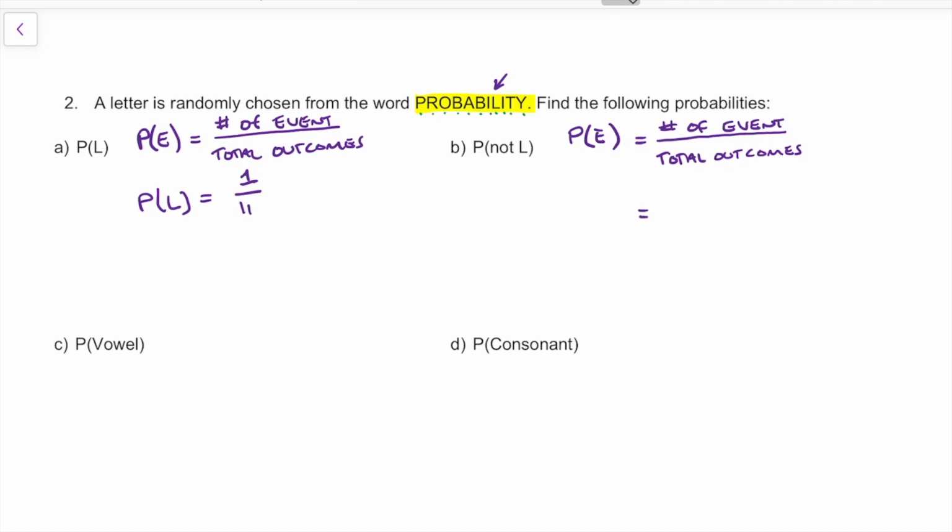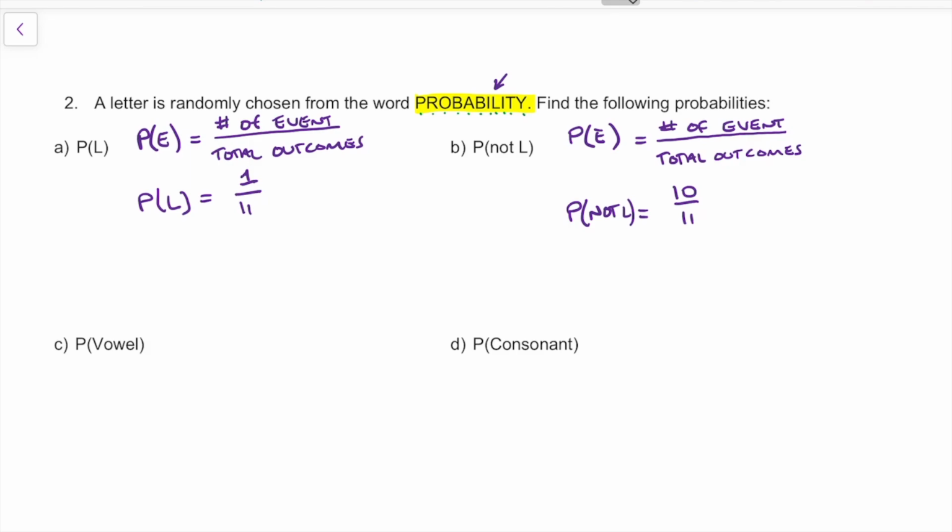So now we fill in what we know or what we need. So now we want not an L. How many times does not an L happen? Well, that's the other 10. So now we have 10 over 11. Okay, it's just going to give you good practice because you're not going to be doing that many of them in an assessment. So just practicing that gets it nice and ingrained.